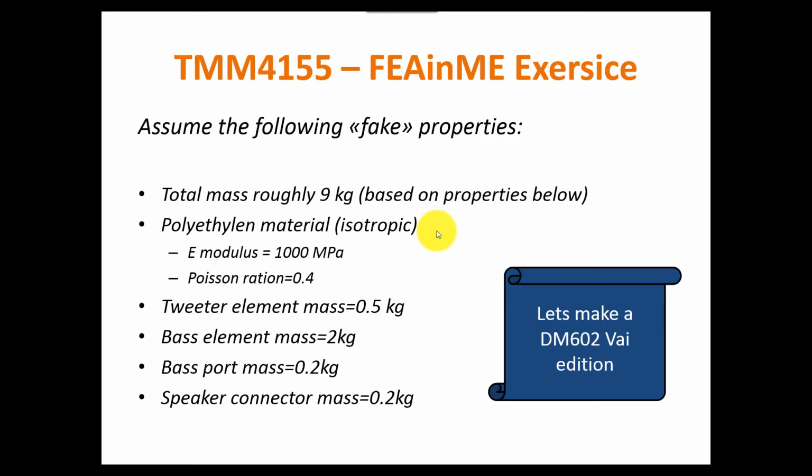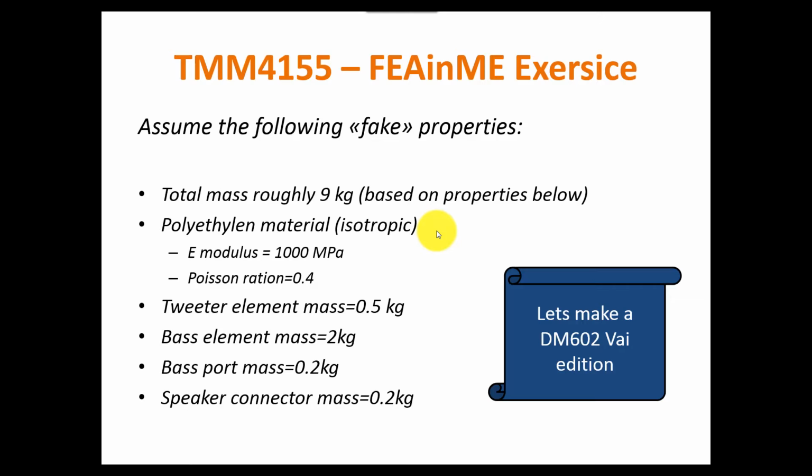I will assume the following fake properties because neither Magnus nor I know the exact properties of this loudspeaker. We don't know the wood and the mass of each element, so we just do some guessing. The initial model has a total mass of roughly 9 kilos, which I think is 1 kilo below the actual loudspeaker. In order to simplify the analysis, I use polyethylene material, isotropic. Of course, the real loudspeaker does not have isotropic materials.